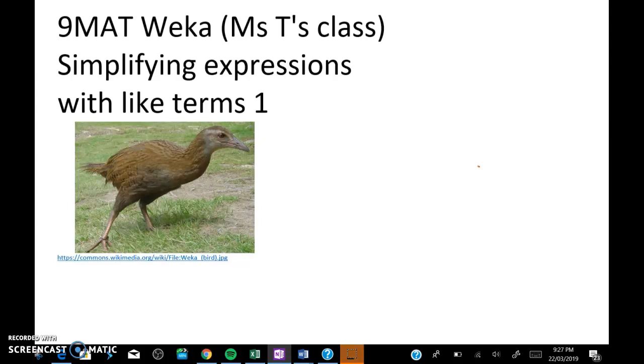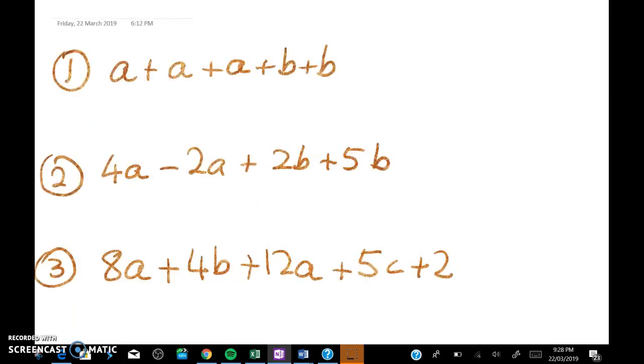So in this video I'm going to stick to some pretty simple examples to start with, and then hopefully you'll see the patterns that we're using for the harder examples. So what's the big idea with like terms?